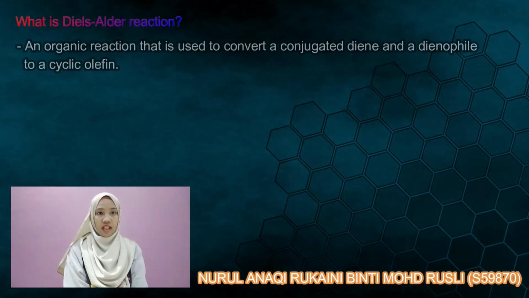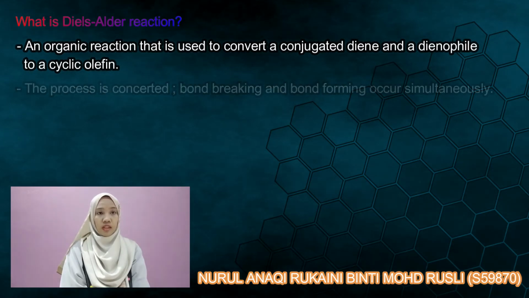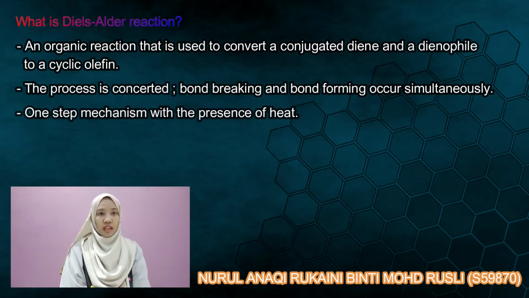First of all, I will explain what the Diels-Alder reaction is. The Diels-Alder reaction is an organic reaction that is used to convert a conjugated diene, a molecule with two alternating double bonds, and a dienophile, an alkene, to a cyclic olefin. This process is concerted, which means bonds form and break at the same time. The entire reaction takes place in one step in the presence of heat.